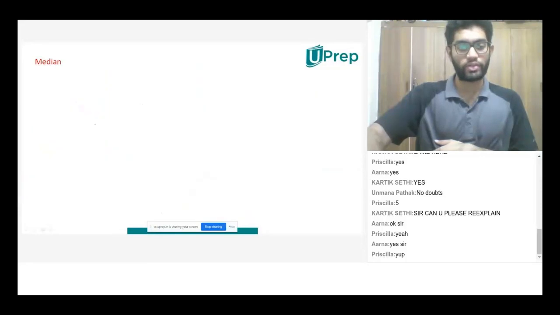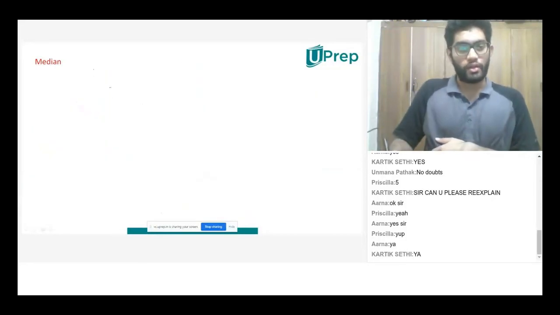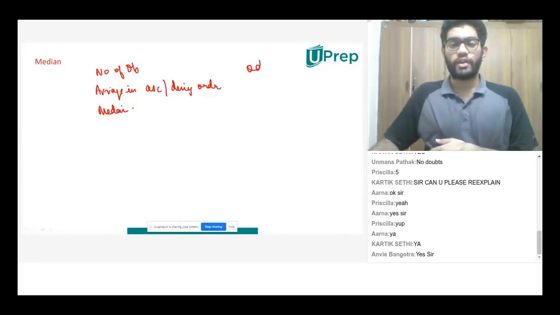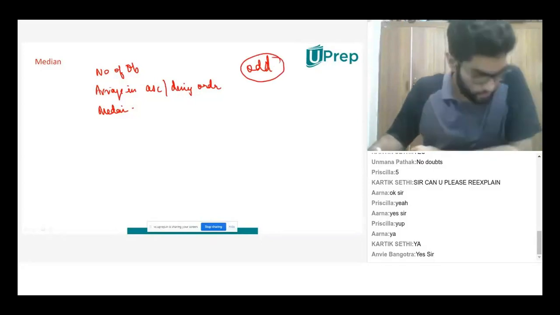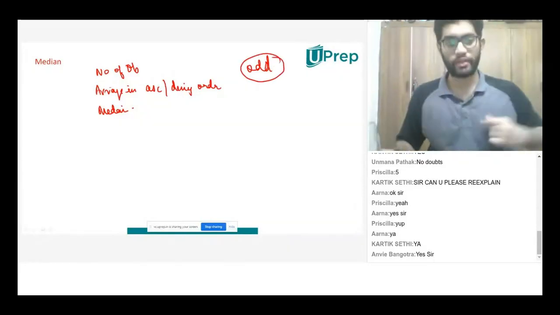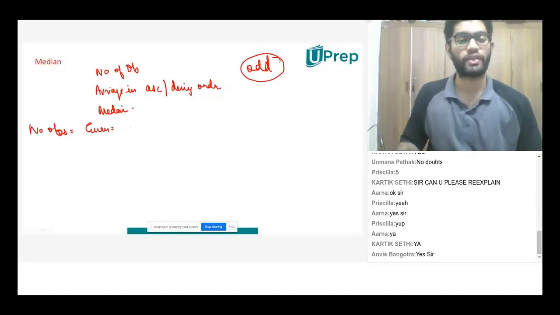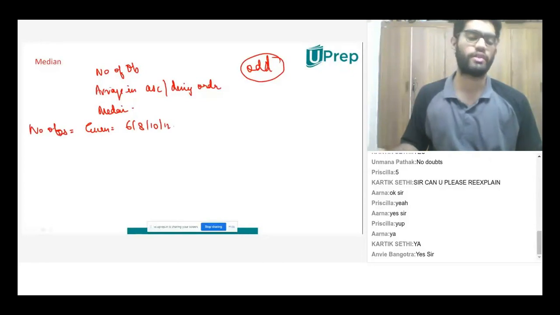So basically what is to be done? Simple. Check the number of observations. Arrange them in ascending or descending order. Then find out the median. Now, the median when the number of observations is odd is very clear. Now, let's look at the median when the number of observations is even. Say 6, 8, 10 or whatever even number.